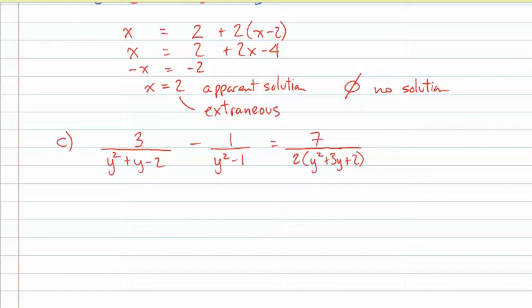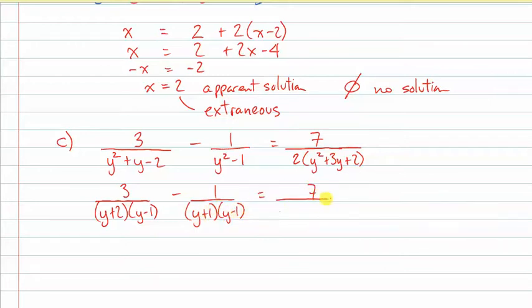Alright, hopefully you paused it. I'm going to rewrite this as 3 over the factored form, y plus 2, y minus 1, minus 1 over the factored form y plus 1, y minus 1. And same idea over here. Don't forget that 2, y plus 2, y plus 1. There are 3 terms, 1, 2, 3 terms.